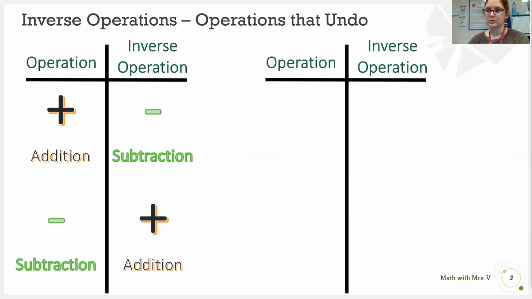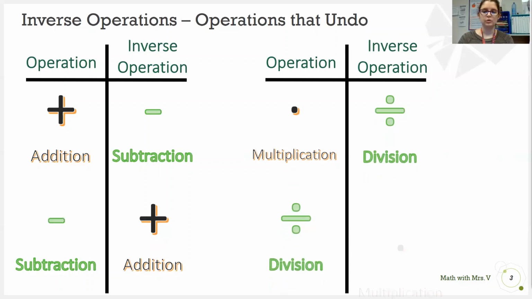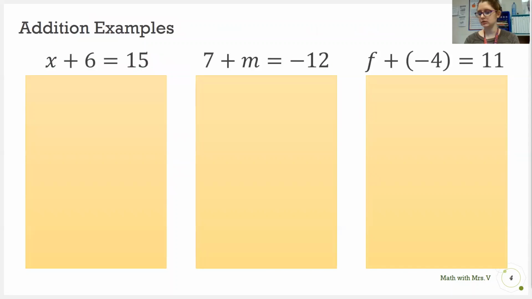Our other two operations, multiplication and division, are also partners. So we undo multiplication with division, and we undo division with multiplication. Now, I know there are a few other operations such as exponents and square roots and that type of thing, but we're only going to concentrate on our big four. So let's jump right in with a few examples with addition. So we undo addition with subtraction.